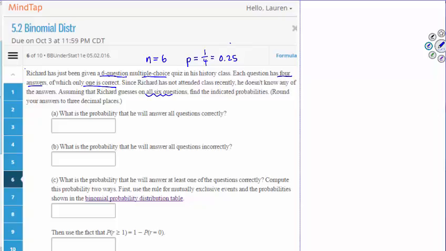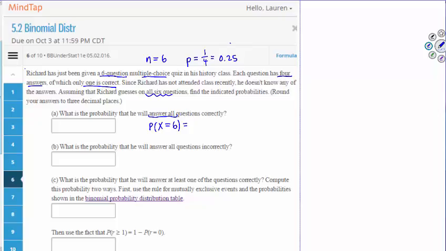That means it's a binomial distribution, probability of success 0.25, sample size is 6, or the number of repetitions is 6. The probability that he answers all the questions correctly is the probability that the binomial random variable x equals 6. 6 of them are correct.